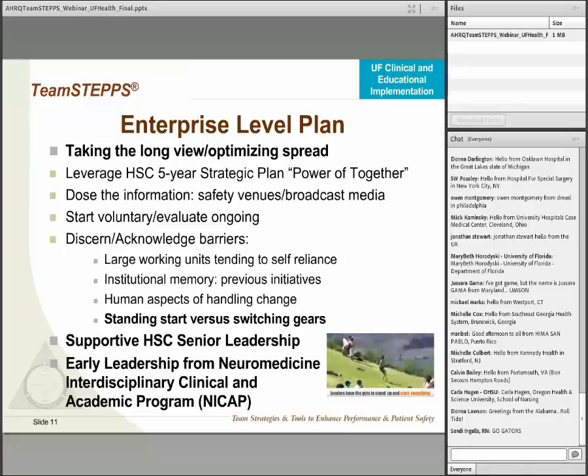And we have a NICAP, which is the Neuromedicine Interdisciplinary Clinical and Academic Program. As I mentioned, one of the two new towers that are going up is their future hospital. Everything will be brought over there, including their clinics. The other one, again, is the cardiovascular group. This group committed to TeamSTEPPS well over a year ago, lock, stock, and barrel. They are going to be TeamSTEPPS through their inpatient units, their clinics, their faculty, the whole thing.